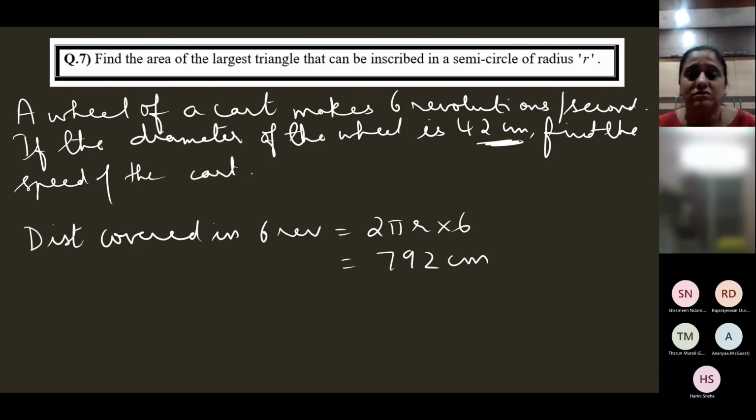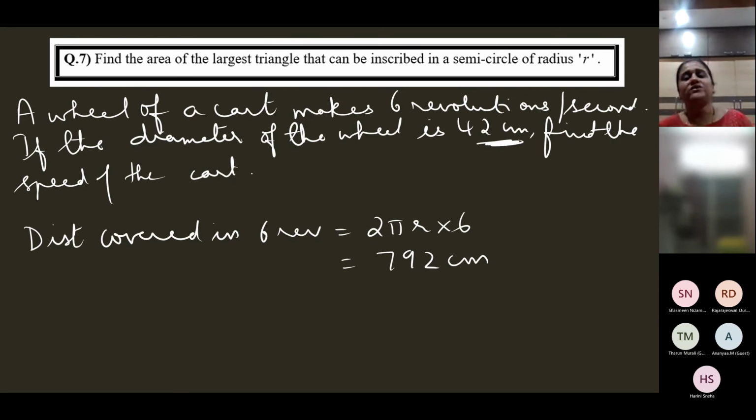Per second, ma'am. 6 revolutions is gone in 1 second. That means 792 centimeters, that distance, is covered in 1 second, correct? Yes, ma'am. See, it's in the question. To find the speed of any vehicle or the speed of this cart, you need distance and time.